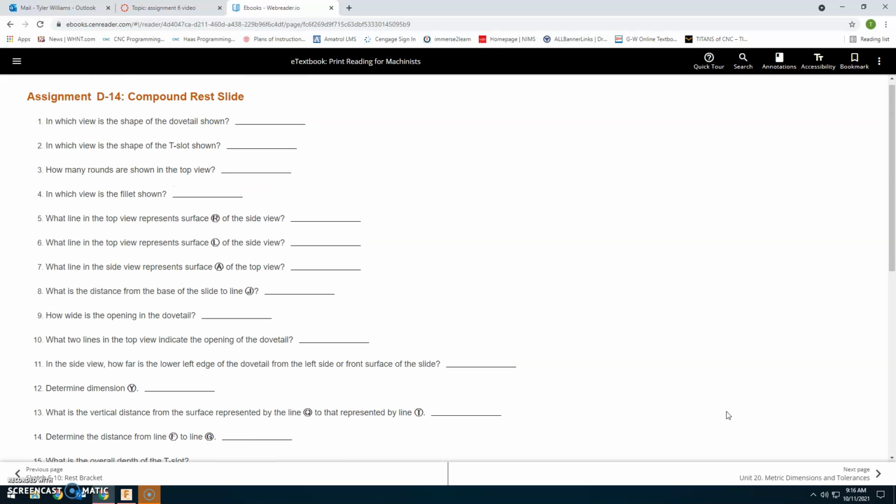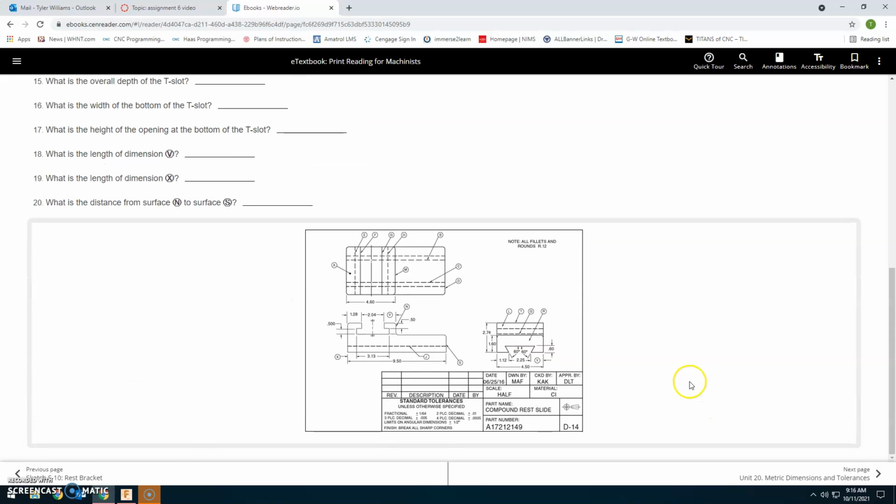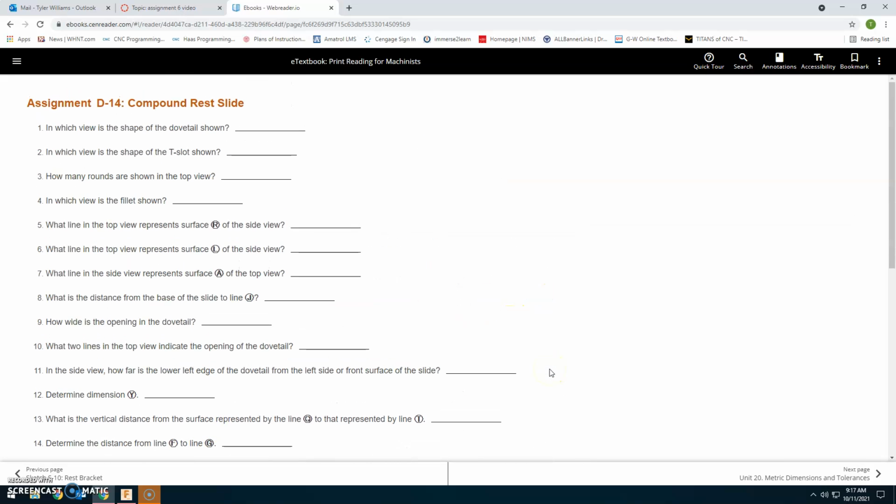And then there would be the next unit that we will actually do. So this will be your next assignment, and there's your questions.